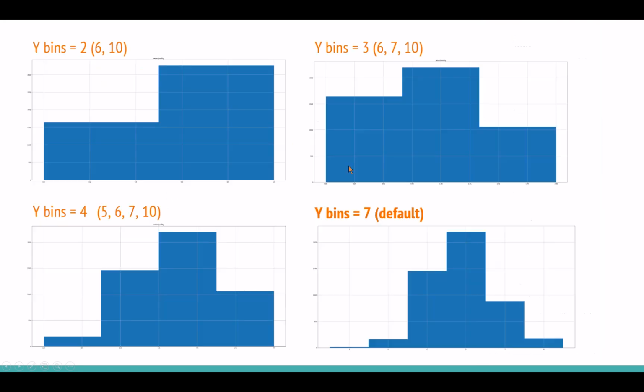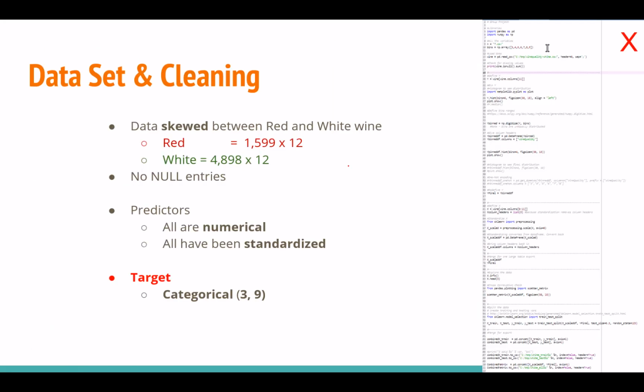This data set did not require any cleaning. The red data set was much smaller in terms of row count, or n, than the white data set. There were no null entries. If there were, you'd have to adjust your models accordingly.